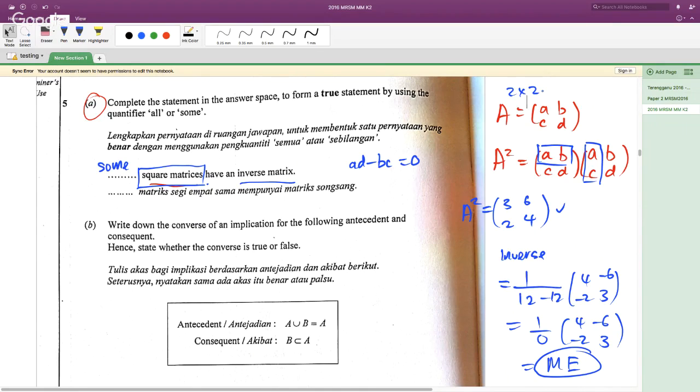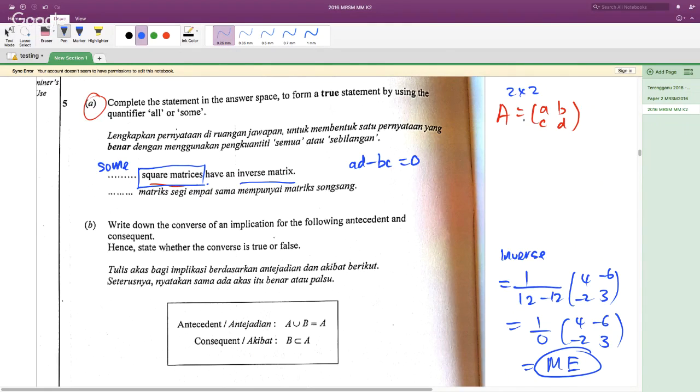In mathematics, a square matrix is a matrix with the same number of rows and columns. No, I just thought something was wrong just now, but yes, I'm correct. So a square matrix just means 2 times 2, or 3 times 3, or 4 times 4. This one means a square matrix.